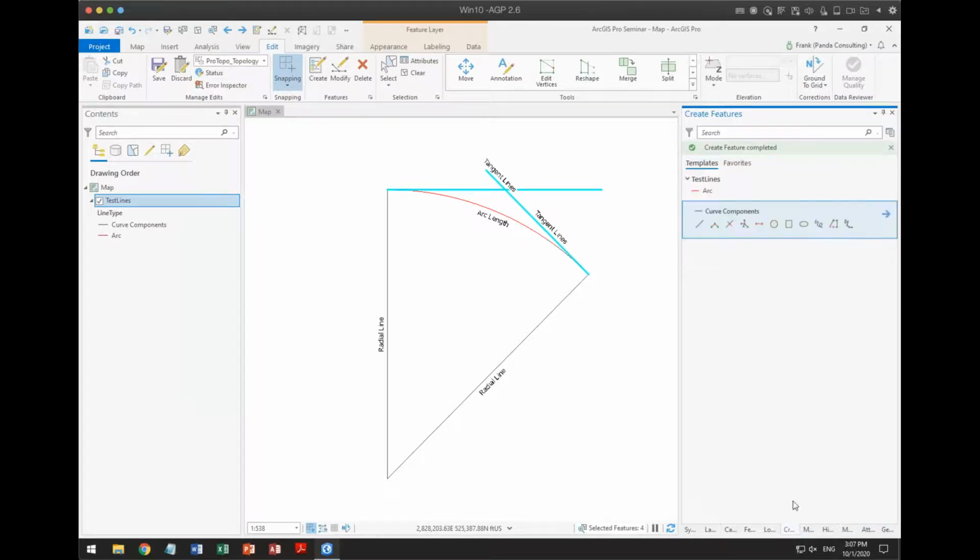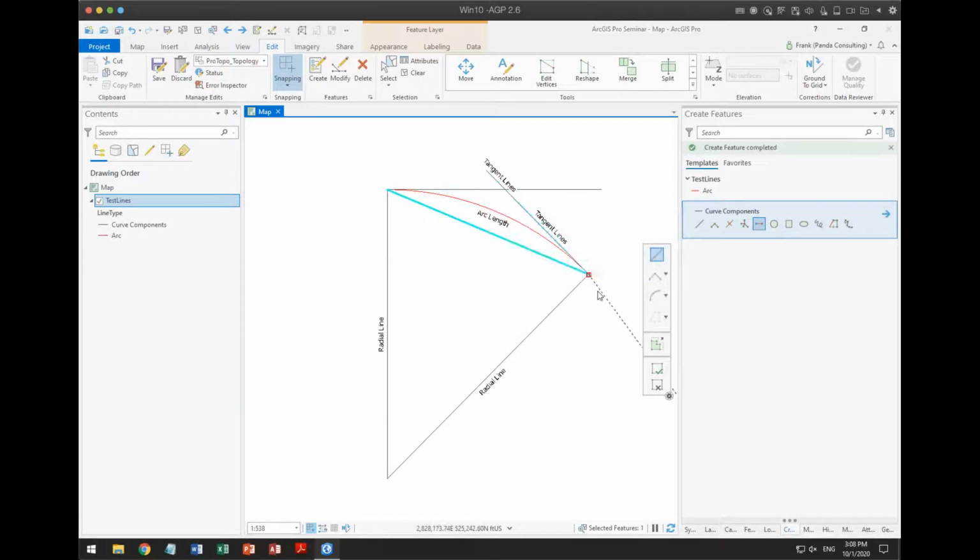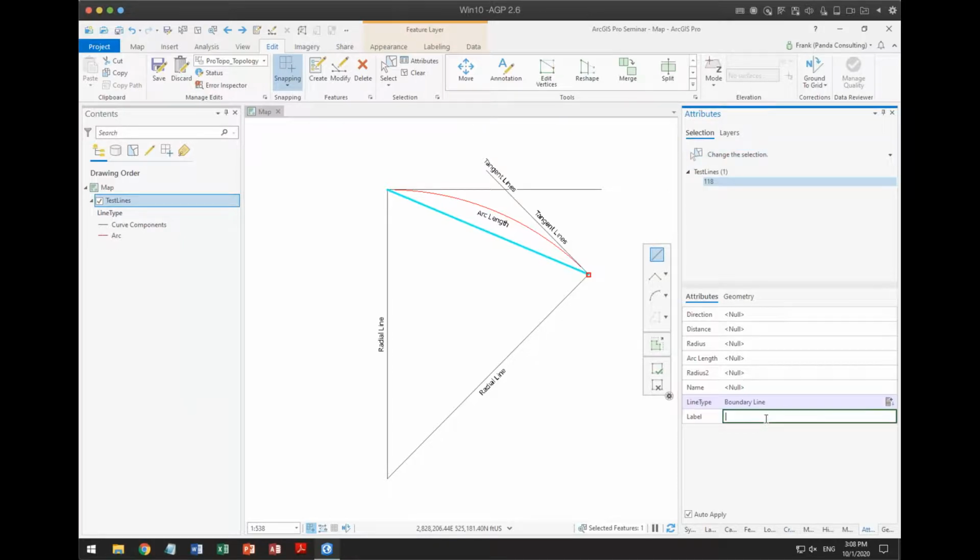So let's go back here again and create some other components. If I create a line from the point of curvature all the way to the point of termination, this is called a chord. With that, we have the simple components of a curve.